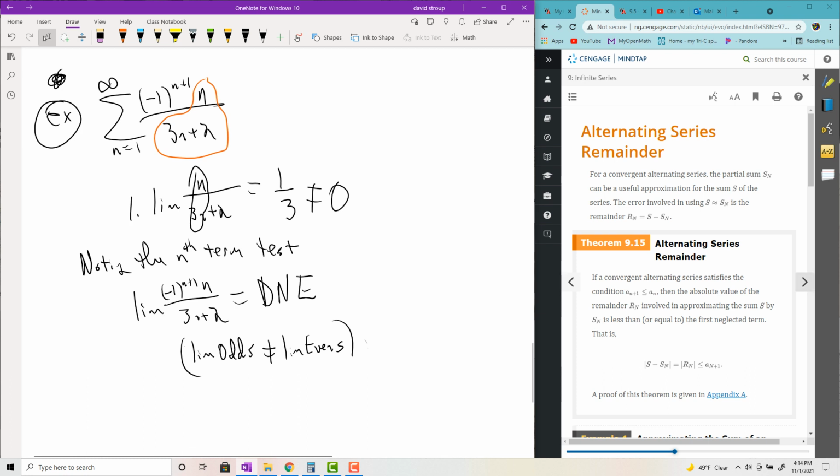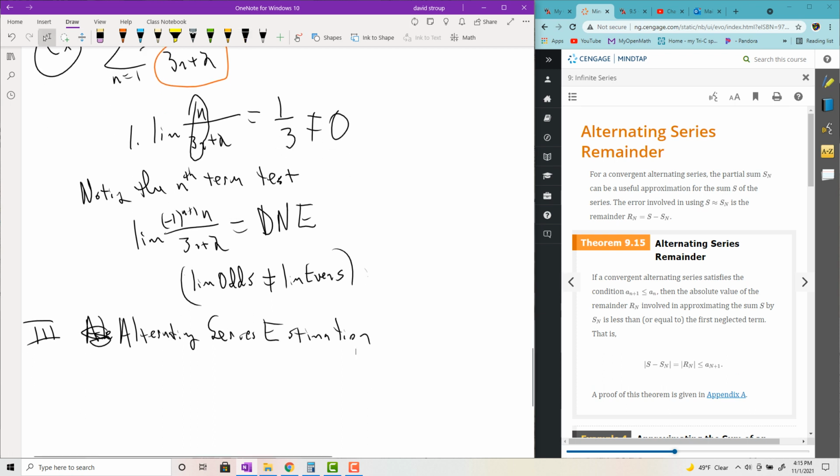Okay. From here, they're going to start talking about the alternating series remainder theorem. They don't really give a proof for it. I'll try to give you some intuition. So the alternating series estimation theorem. And basically, if you know the series is convergent, you can approximate the thing using Theorem 9.15.